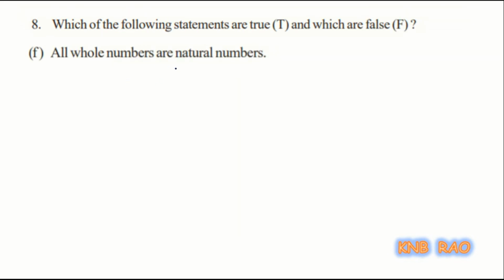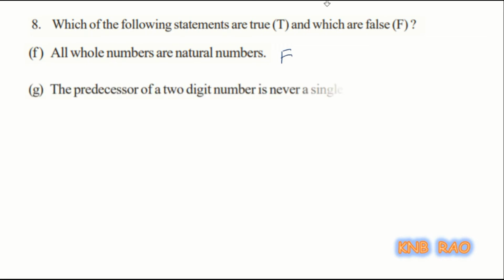All whole numbers are natural numbers. No, it is not true. 0 is a whole number but not a natural number. So all whole numbers cannot be called natural numbers. It is false. Seventh one.